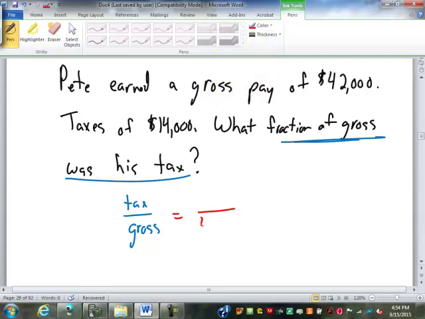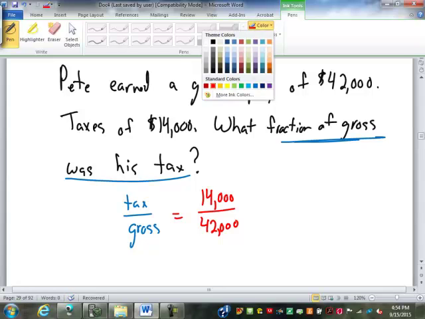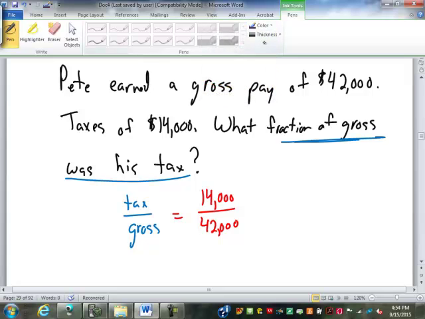So you said the 42 goes on bottom with the gross. That is perfect. What goes on top? 14,000 is the taxes. Now I go to reduce this. I told you before that the first thing I look for when I reduce fractions is tens, because you just have a zero. Well, in a special case like this, you can look for hundreds or even thousands. How do I know that they both divide by 1,000? Because there's 3 zeros at the end of each. So 14,000 divided by 1,000 is 14.